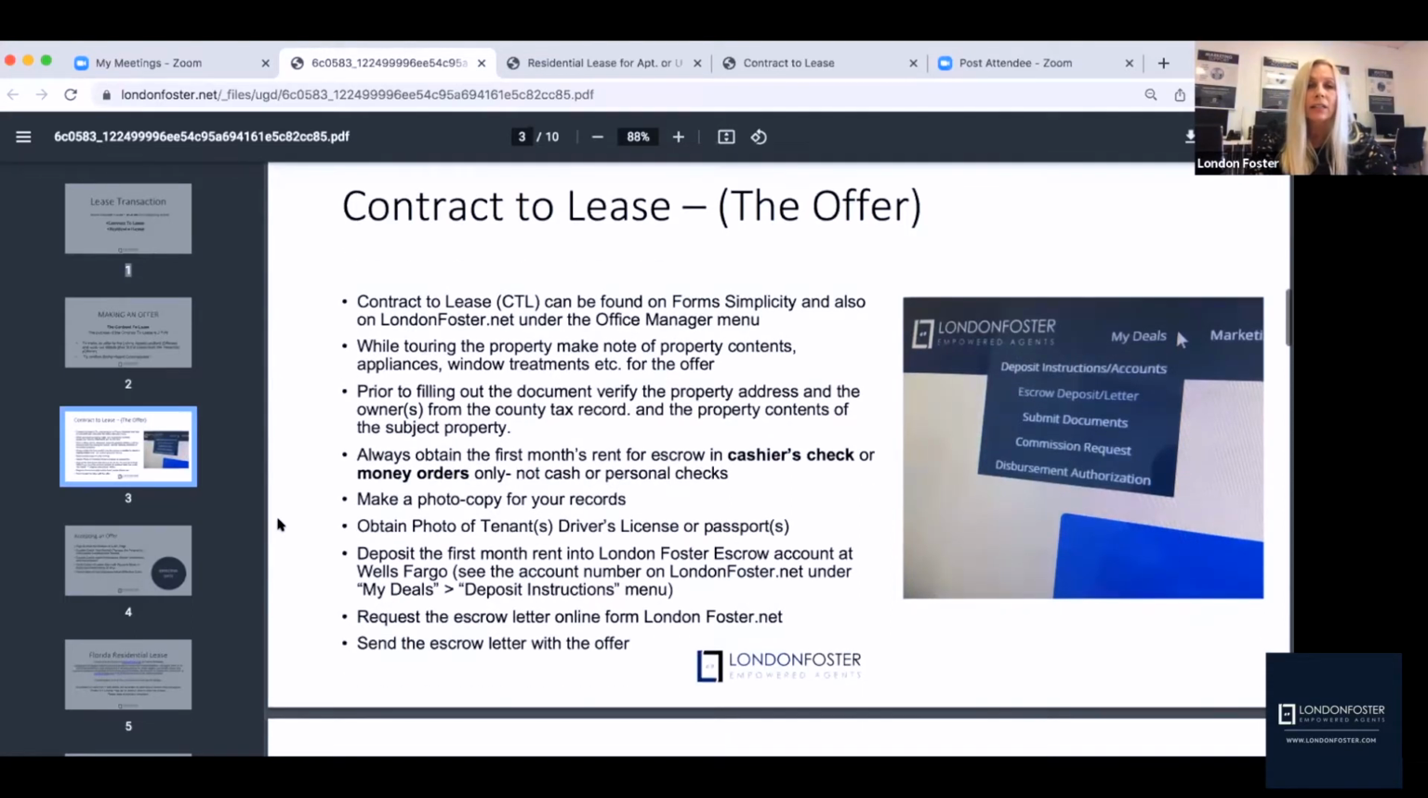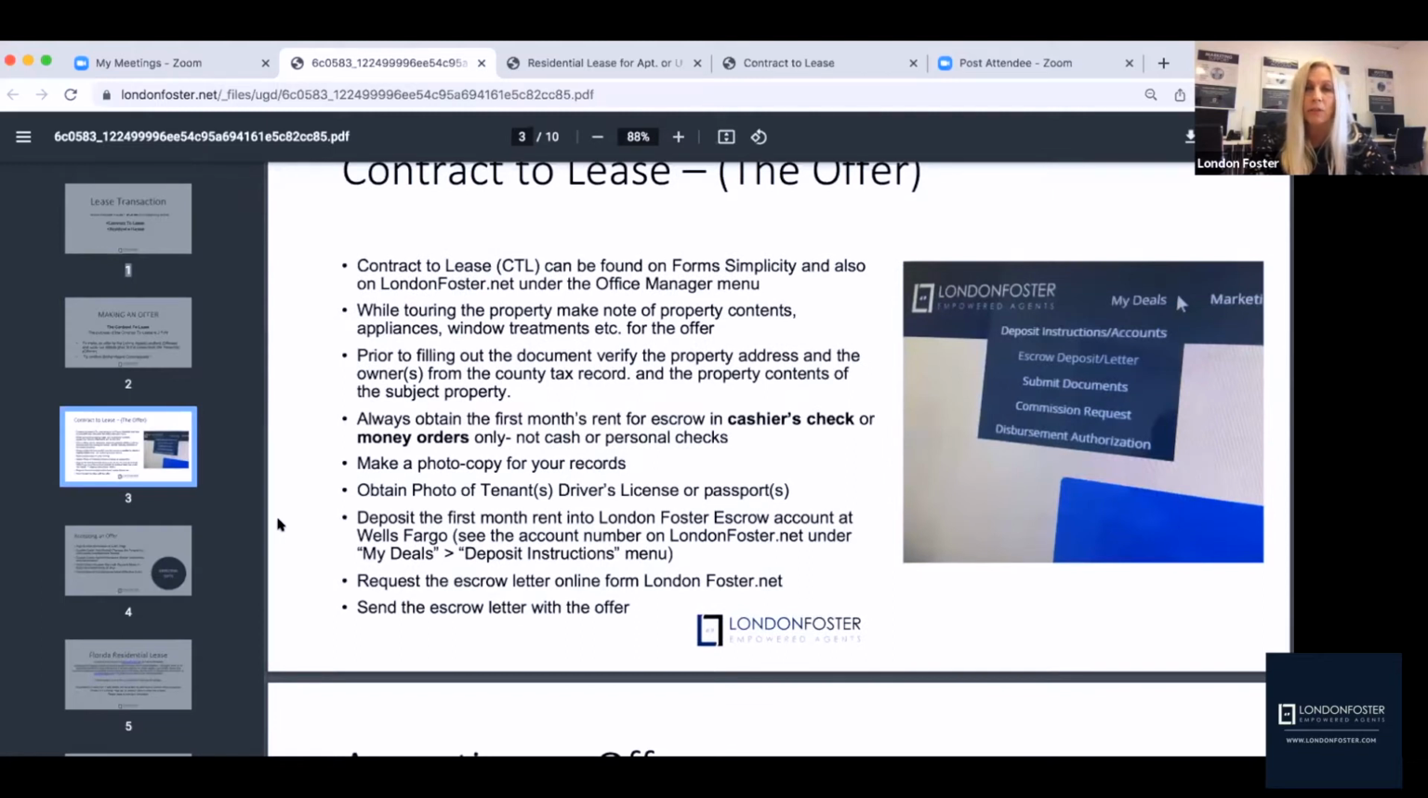The contract to lease that we're using can be found on Form Simplicity, as you know, if you want to use e-sign. And also it's on londonfoster.net under our office manager menu.